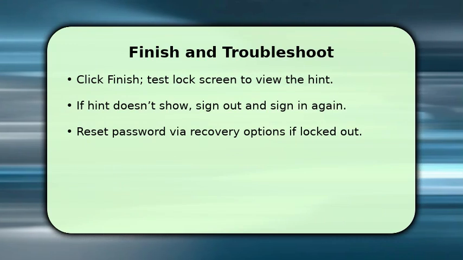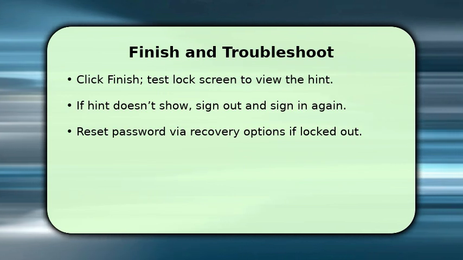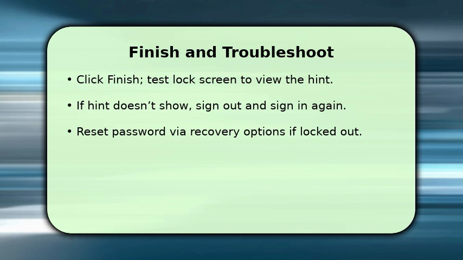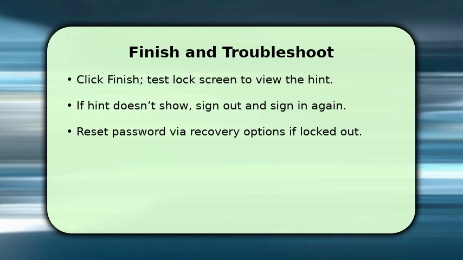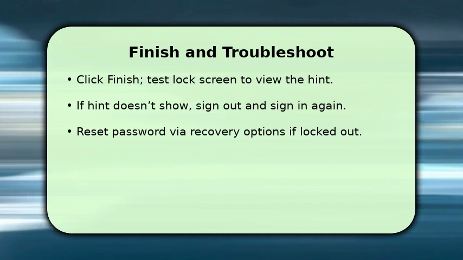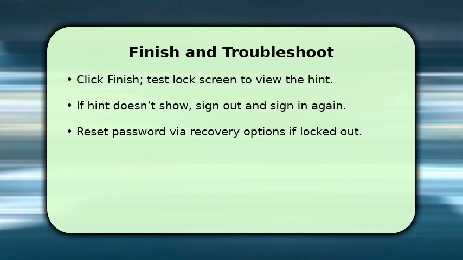Finish by clicking Finish and then lock the screen or sign out to verify the hint appears beneath the password box. If it doesn't show right away, sign out and sign back in. Windows sometimes needs a session refresh to display updates. Make sure the account is local versus Microsoft, since behavior differs. If you're locked out despite the hint, use the recovery options or the reset password flow to regain access. One key tip: avoid revealing direct passwords in the hint to keep your account secure.